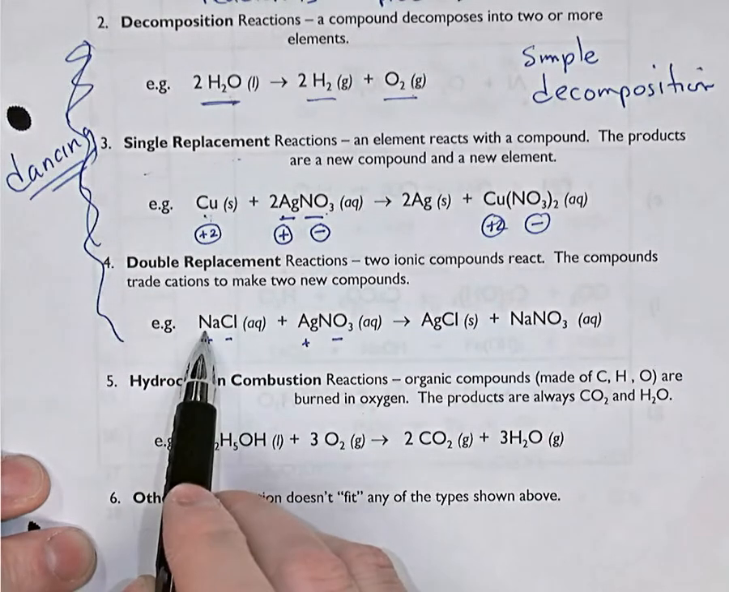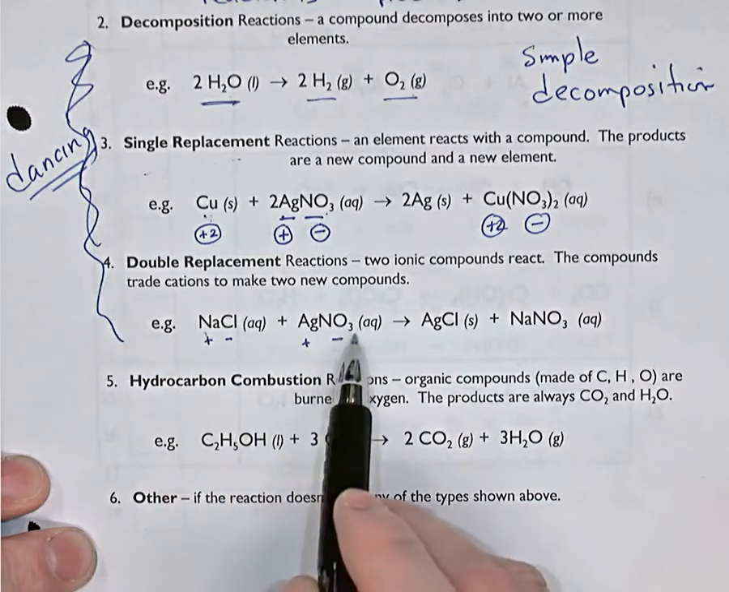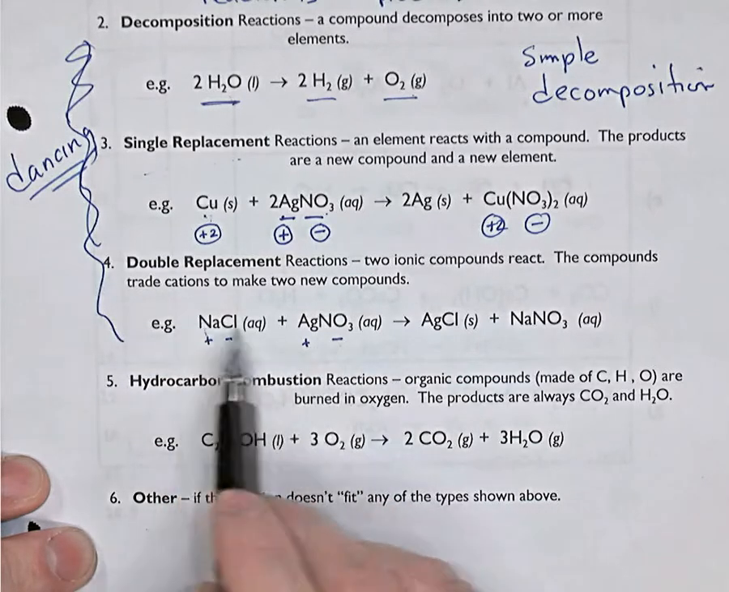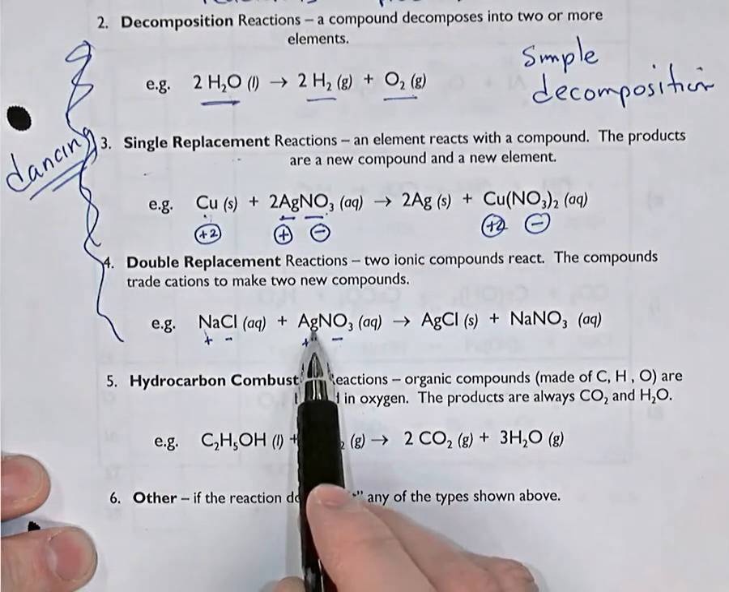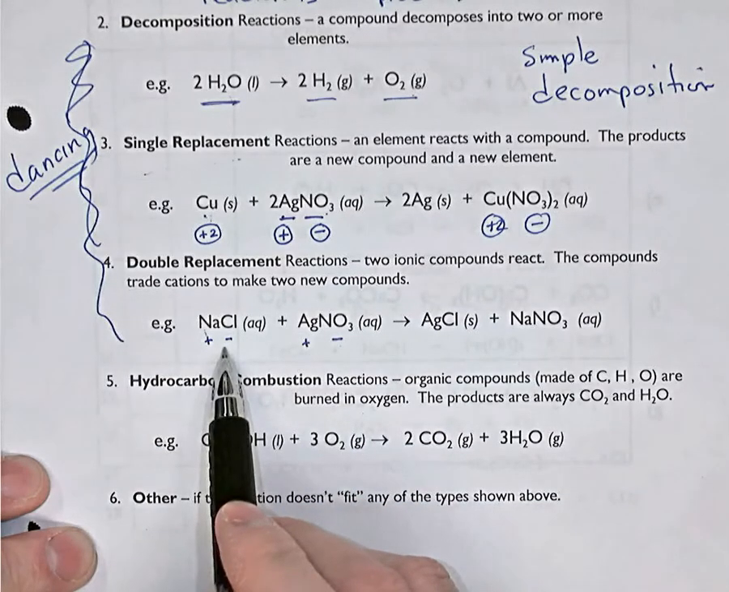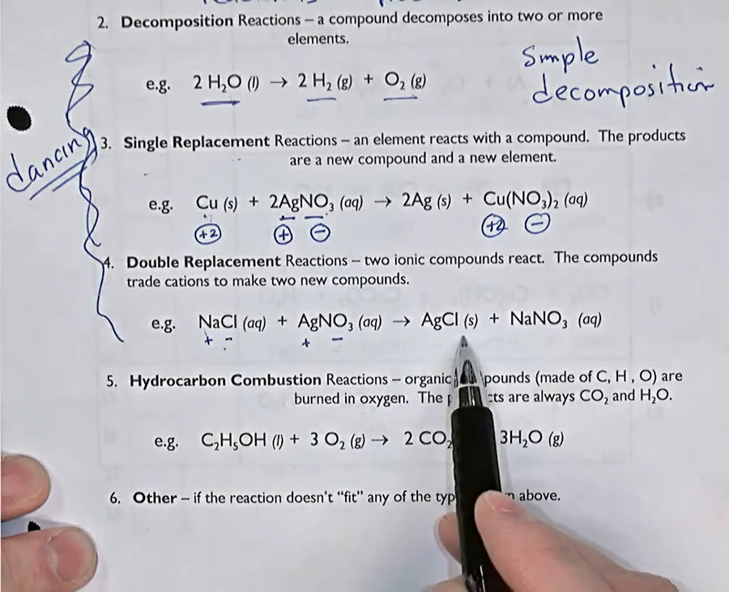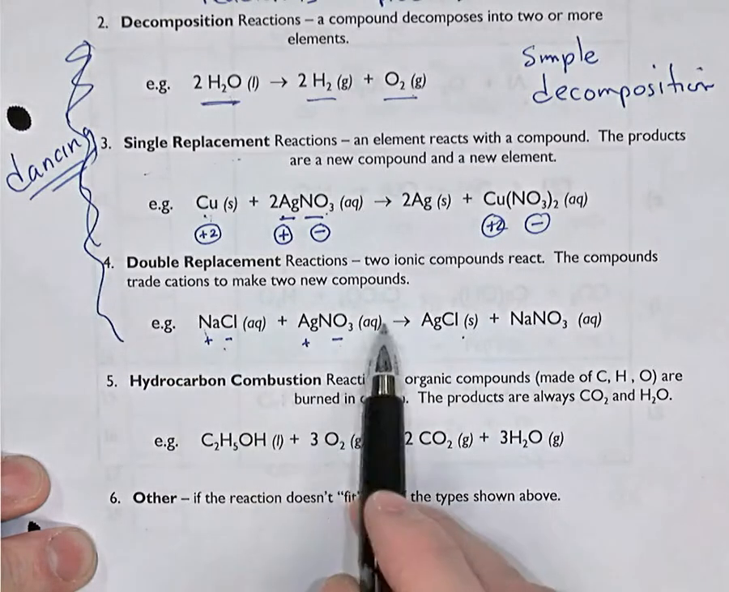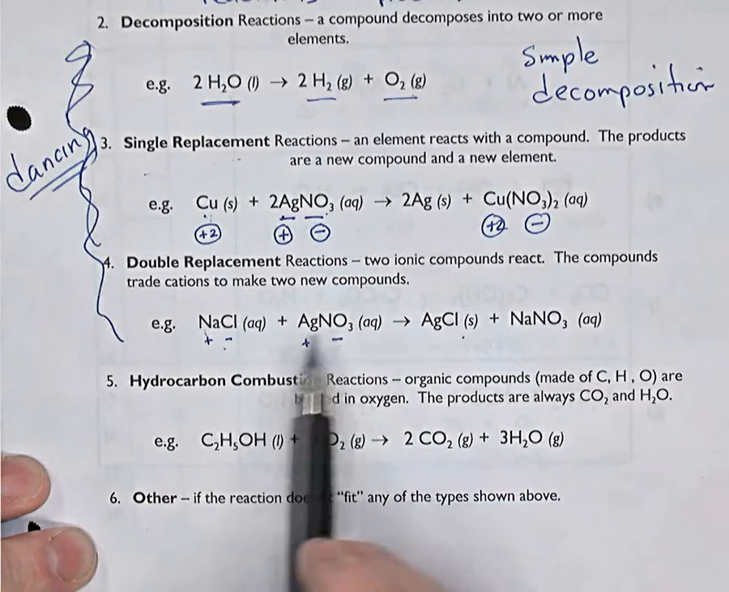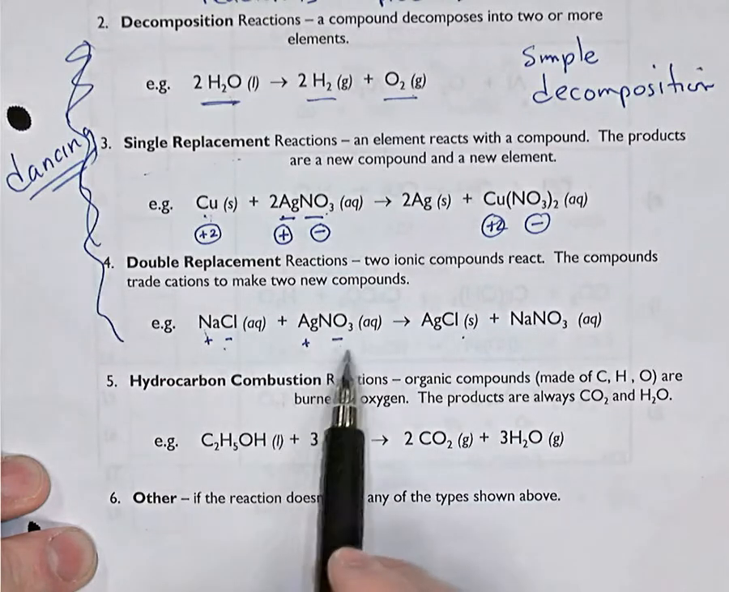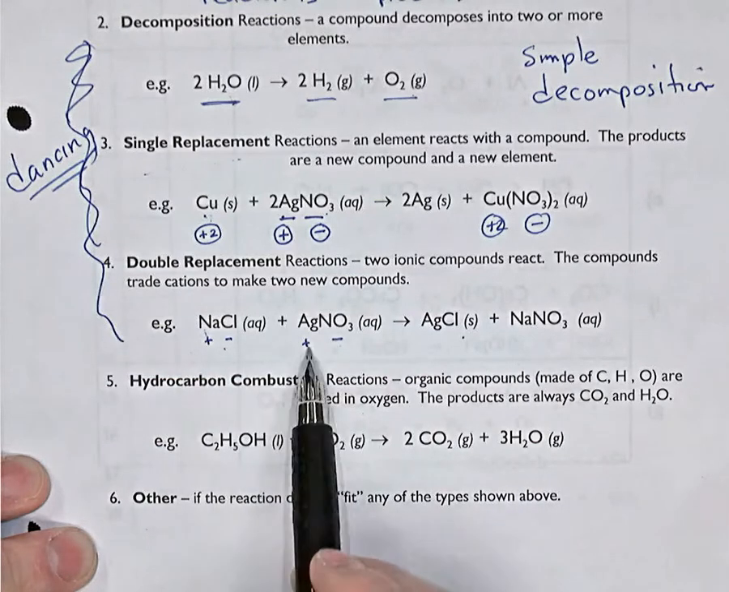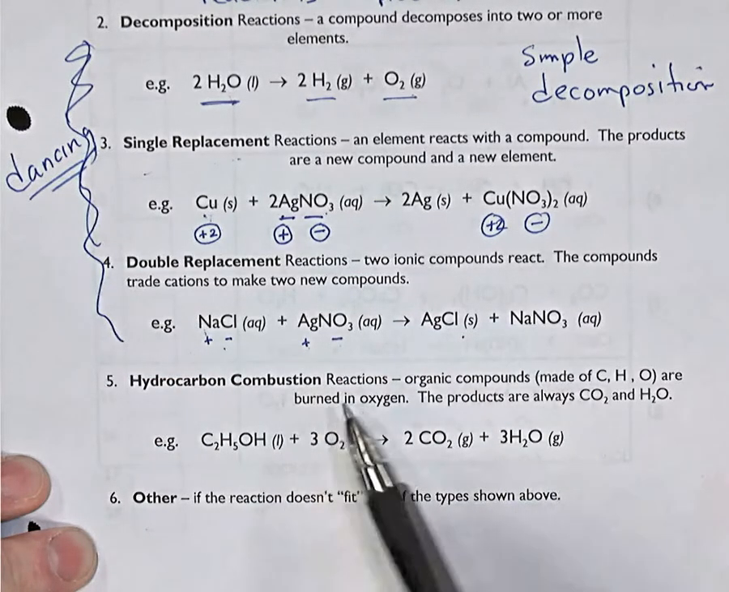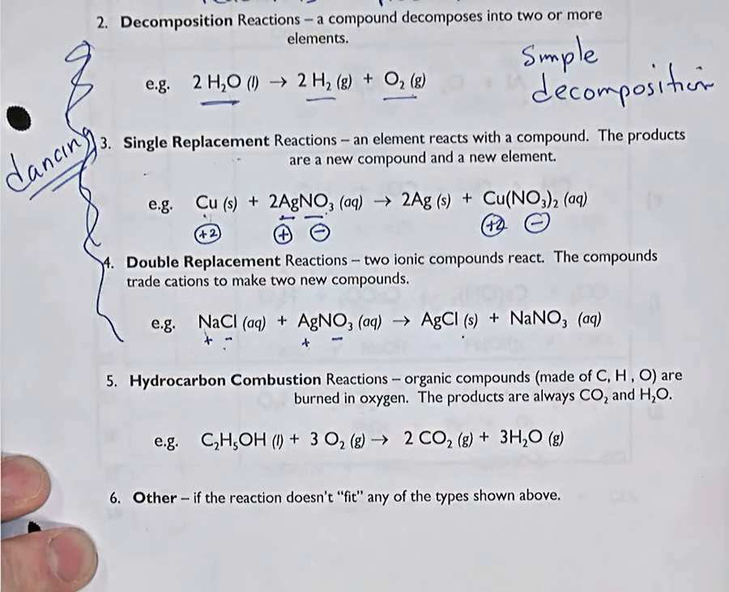The cation over here will grab hold of the anion over here, and you'll get sodium nitrate. And then this guy's cation, silver, will grab hold of this anion chloride, and you'll get silver chloride. So in a double replacement reaction, you have two couples, two ionic compounds, and they simply trade partners to make the products. So two compounds, that's the distinctive way to recognize double replacement reactions.